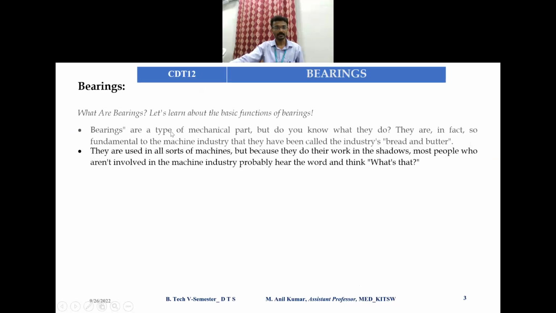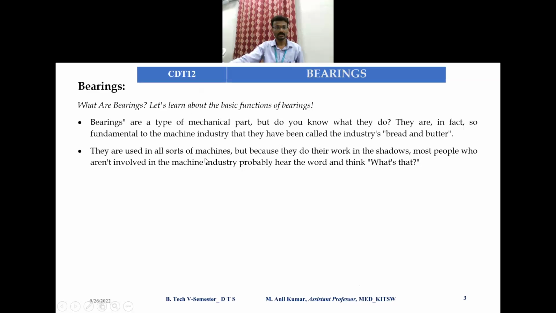Today, we are going to discuss the functions of bearings. What is a bearing? A bearing is a mechanical part that can be used in all the rotating elements where we reduce the friction. This is called the bread and butter of industry, so they are used in all sorts of machines.